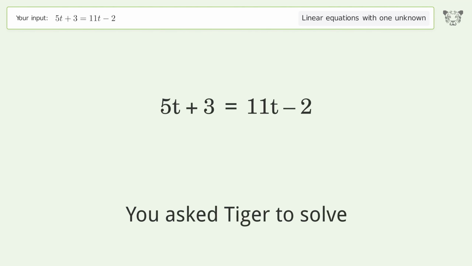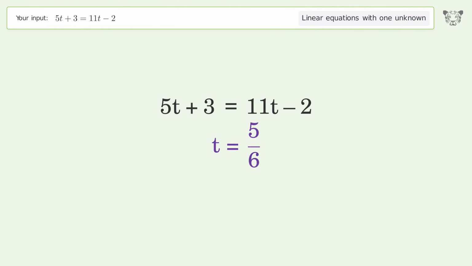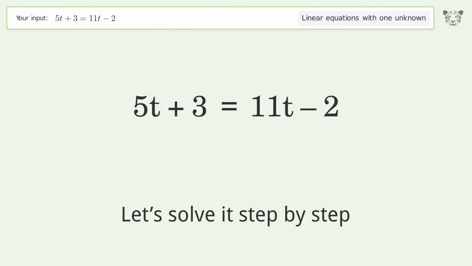You ask Tiger to solve. This deals with linear equations with one unknown. The final result is t equals 5/6. Let's solve it step by step.